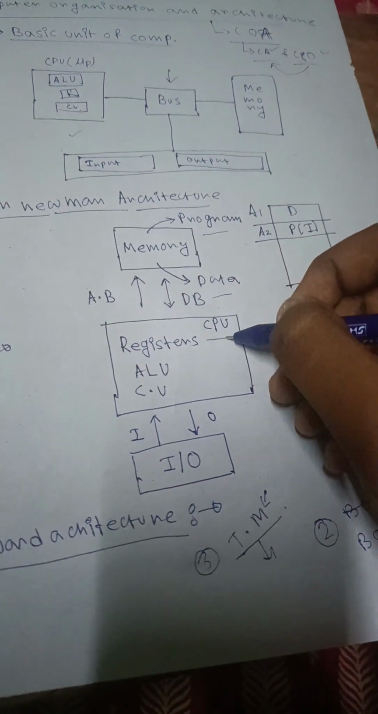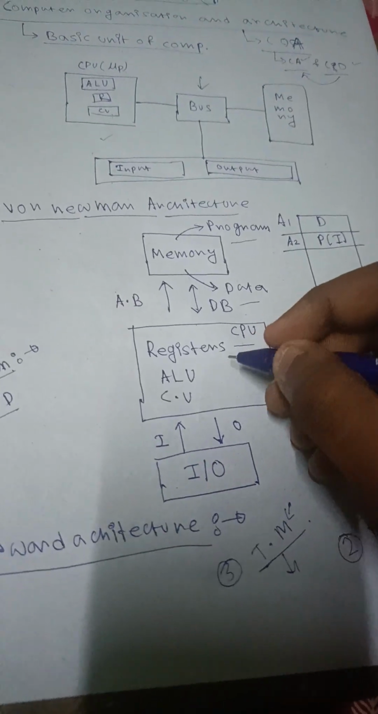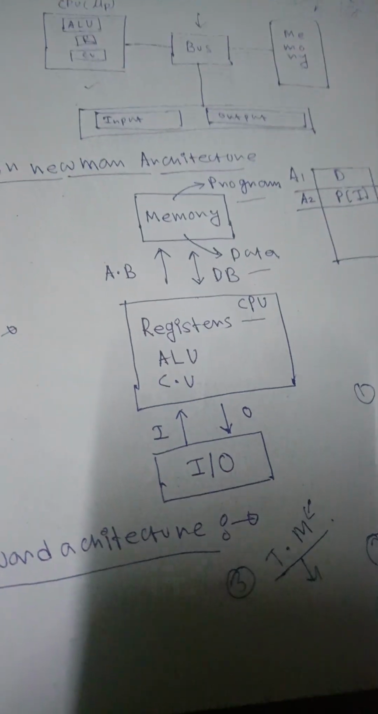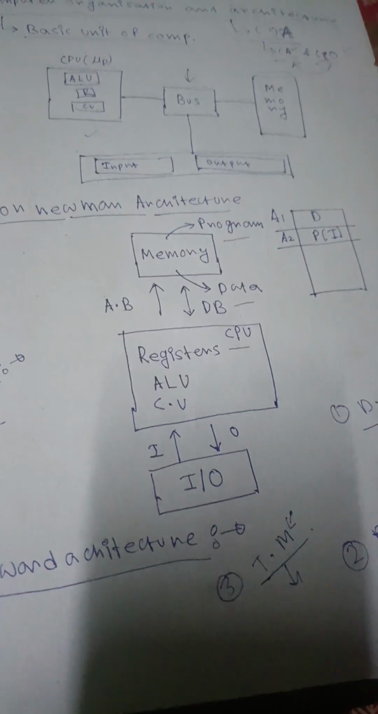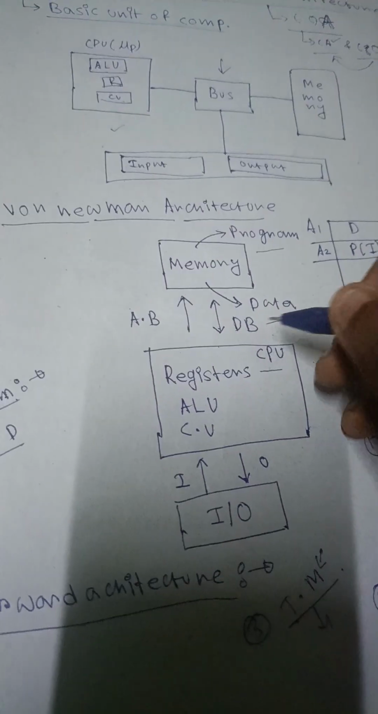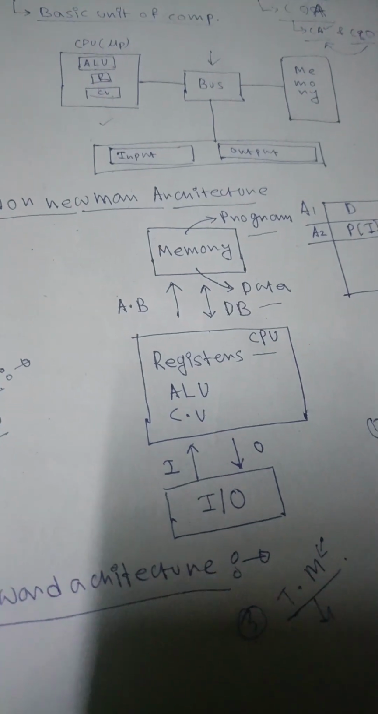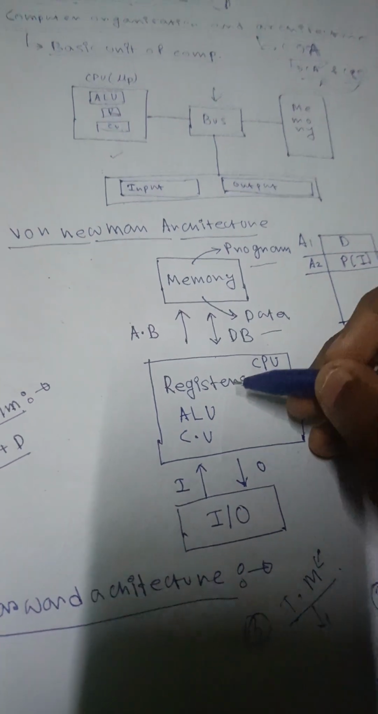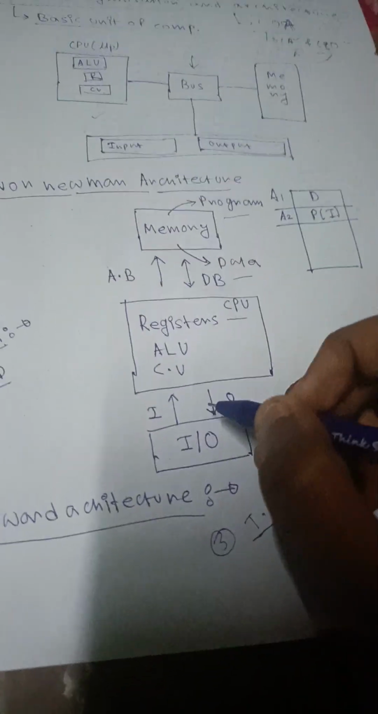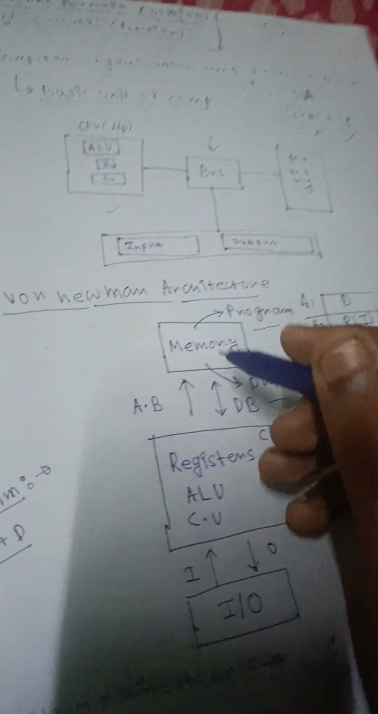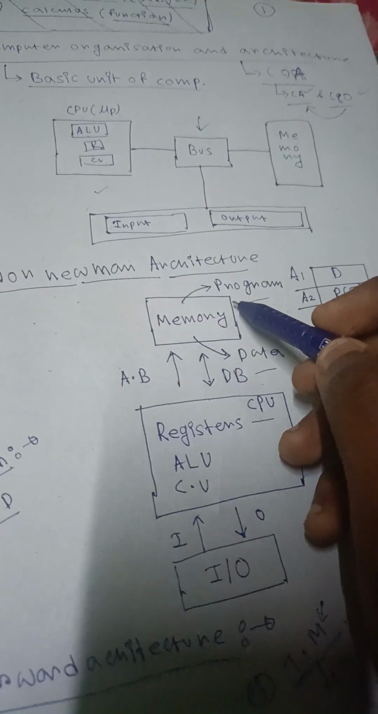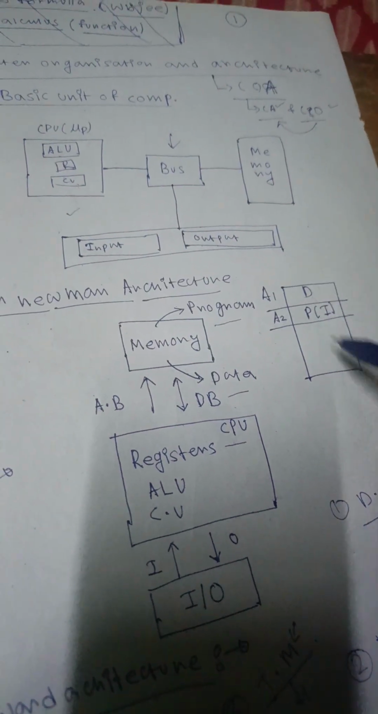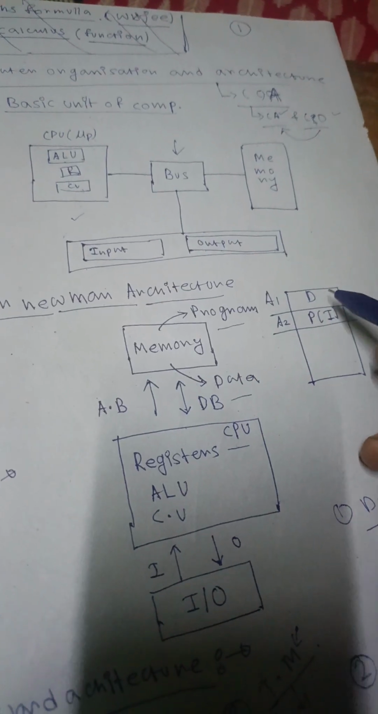And there is the CPU. The CPU has three parts, that is registers. You have studied registers in digital electronics, I suppose. If you haven't, in the next part I will discuss multiplexers, and there I will discuss registers too. Then there is the arithmetic logic unit, that is ALU, and the control unit, that is CU. And here we have the input and output. Memory has two parts, one is program and another one is data.